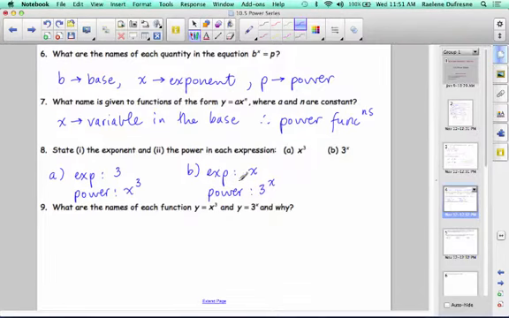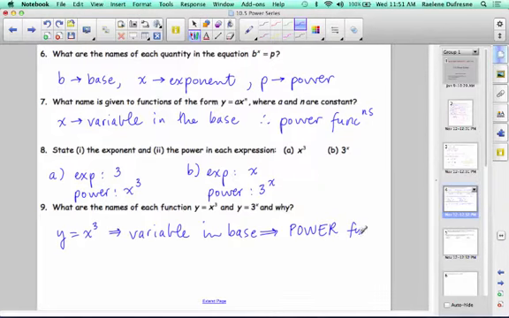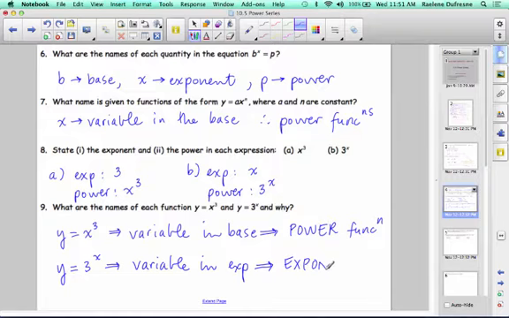And so what are the names of each function? y equals x cubed has a variable in the base, and therefore this is called a power function. Meanwhile, y equals 3 to the x shows the variable in the exponent. And when we have the variable in the exponent, we refer to such functions as exponential functions.